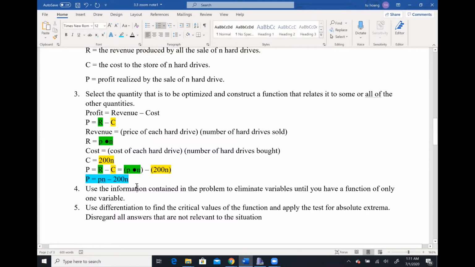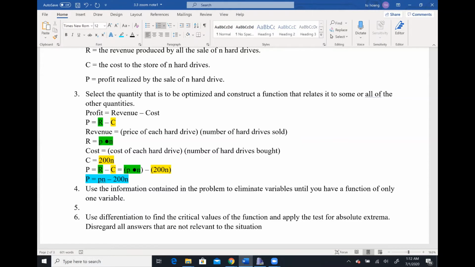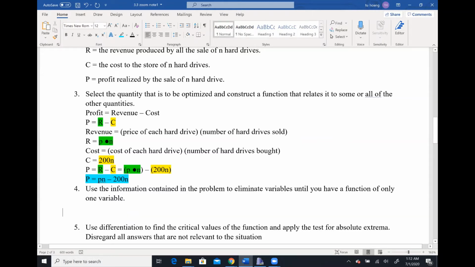Okay, so now I'm going to move to step number 4. I'm going to use the information contained in the problem to eliminate variables until I have a function of only one variable. What does that mean? I want to find a function that has a relationship between P and N, right? Between the price and the number of hard drives. Okay, so let's see.